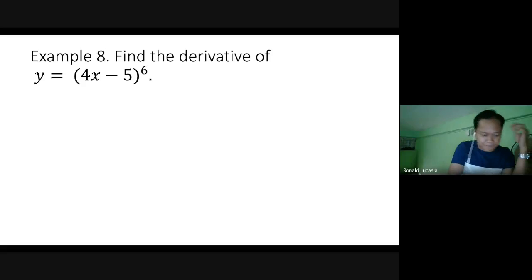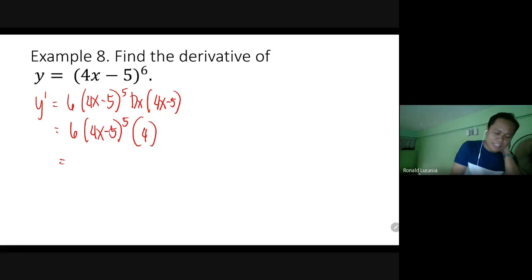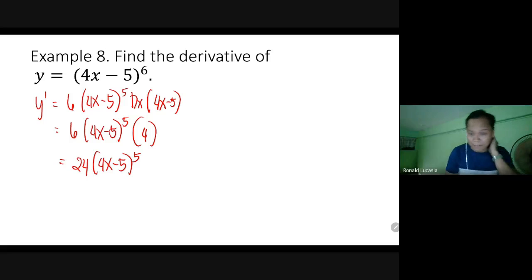So let's answer kasi 627 na may dalawa pang mahaba na sasagutan natin. So we have now 6, 4x minus 5, and then 6 minus 1 will be 5, multiplied by the derivative of 4x minus 5. So the final answer is 6. Hindi pa pala final. Derivative of 4x is 4. So this is equal to 24, 4x minus 5 to the 5th power. Madali lang siya. Yung number 7 and number 8.